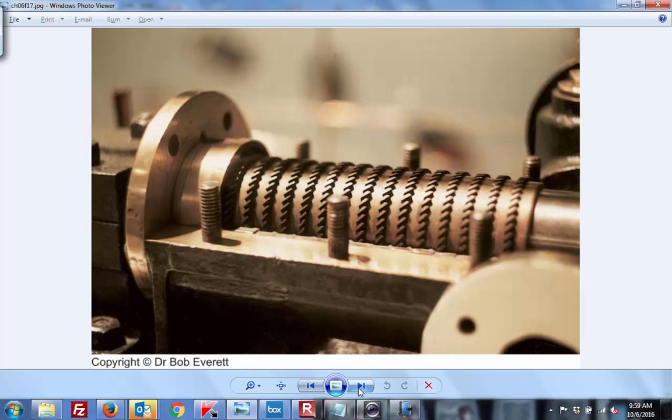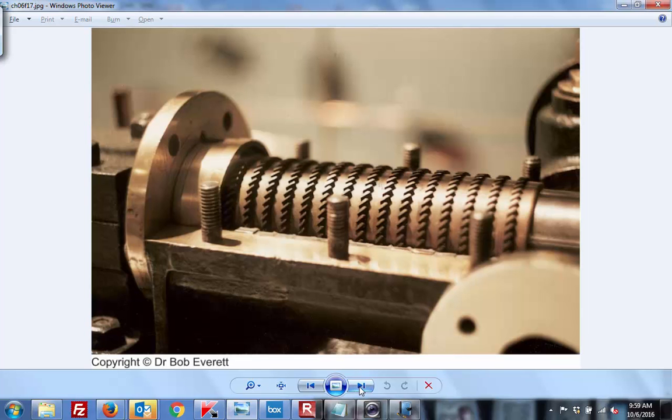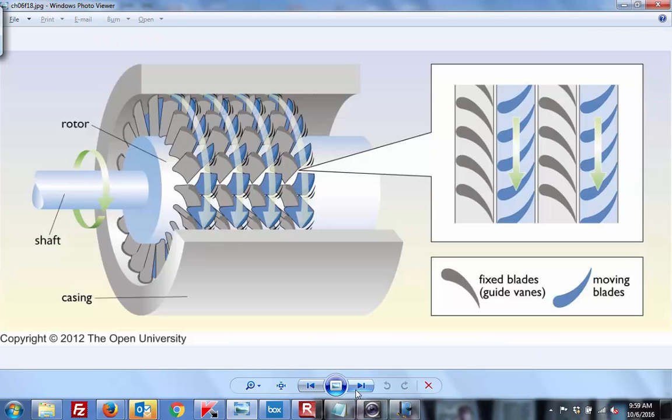Okay. So obviously, this could be for a stationary engine, but in general, the jet is moving. So we're looking at 1,200 meters per second, on the order of 500 miles per hour there. Okay. So this is an example of a more advanced stationary turbine. So you have the rotor, which is actually spinning. It's attached to the shaft. Here's the casing and a little bit of a cutaway.